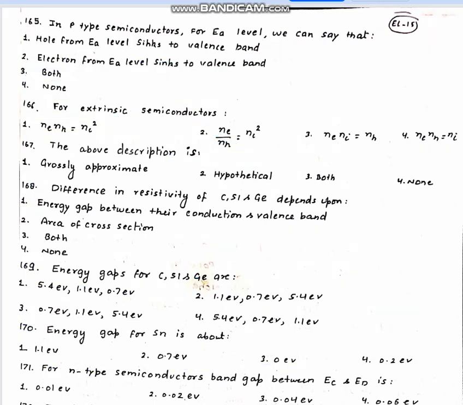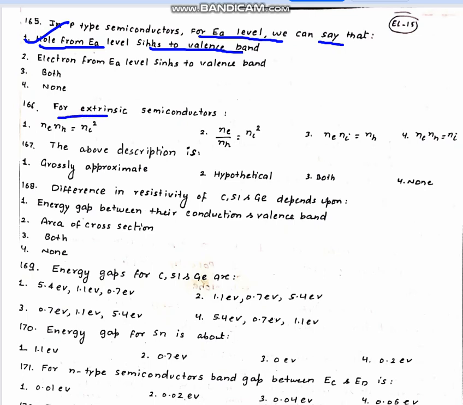Next is in p-type semiconductors, for EA level we can say that holes from EA level sinks to the valence band or electrons from EA level sinks to the valence band. So we can say that since there are holes, so we can say that holes from EA level sinks to valence band, so one will be correct over here.